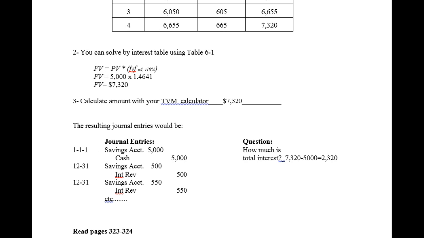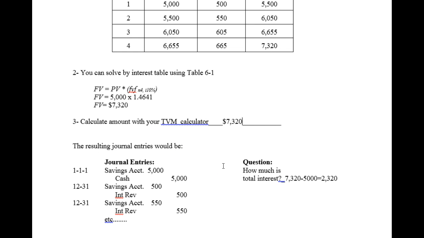What would the journal entries be? The accounting for this. Let's back it up a little. Well, initially you make your $5,000 deposit. At the end of the first year, you earn $500 interest, so you would record savings account, debit, interest revenue, credit. At the end of the second year, you would record $550 to savings account and interest revenue, and you would continue making those entries until at the end of 4 periods you would have $7,320 in that savings account.